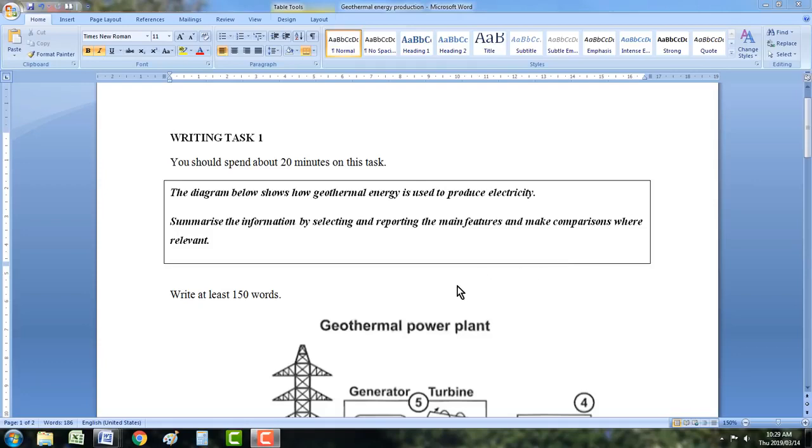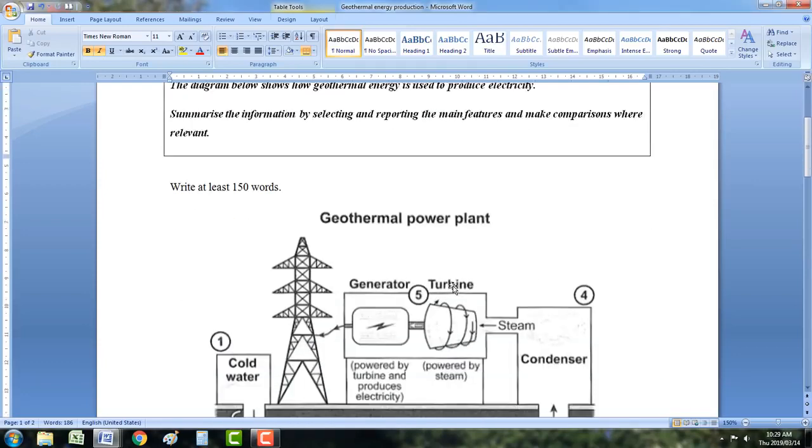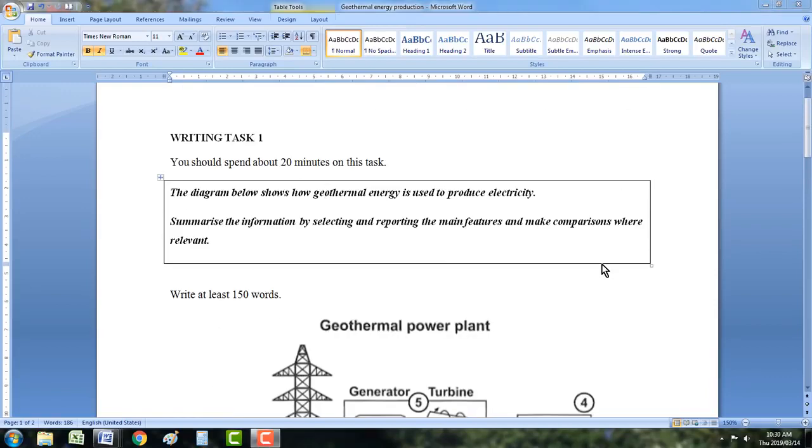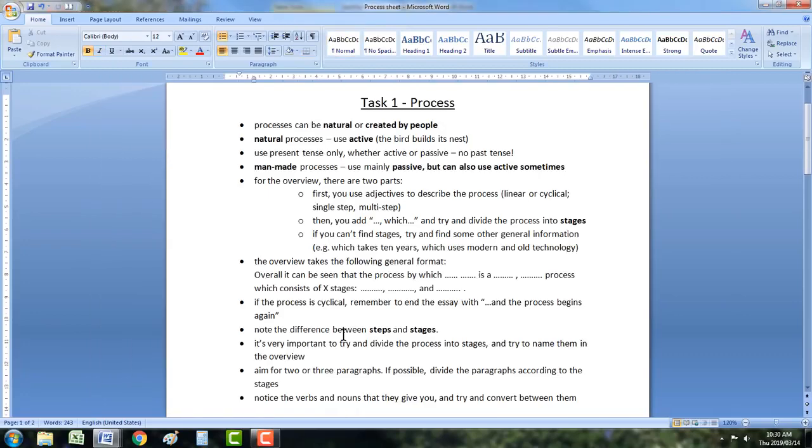Okay, let's do a Task 1 process. So we're going to look at this one, geothermal power plant, which is from Cambridge 12, I think, if I'm not mistaken, Cambridge 12 Test 4, I think it is. So there's a lot to cover. I would like to just start with some notes about processes.